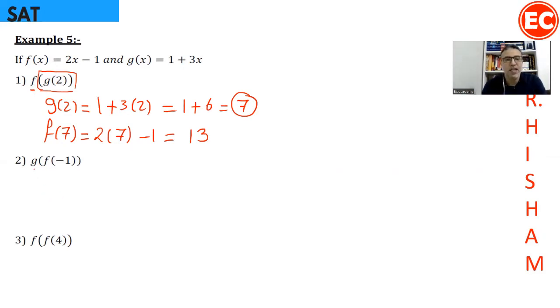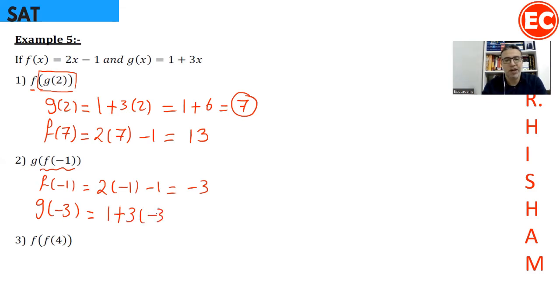Another example, g f of negative 1. It means first I want to find the value of f of negative 1. So it's 2 multiplied by negative 1 minus 1, which is equal to negative 3. Then I go back and I find the value of g of negative 3, which is equal to 1 plus 3 multiplied by negative 3, 1 minus 9, which is equal to negative 8. So the final answer is negative 8.